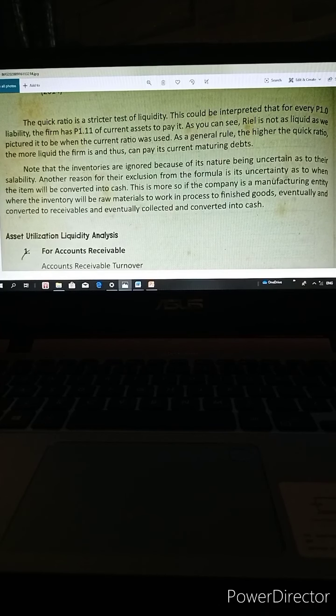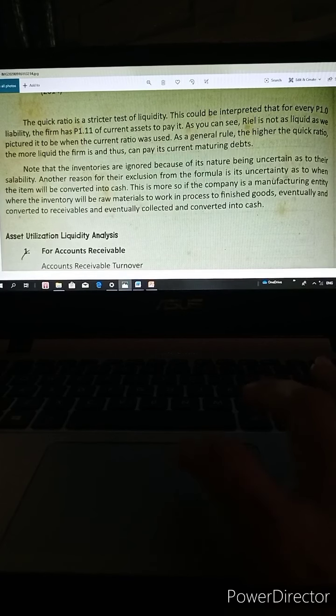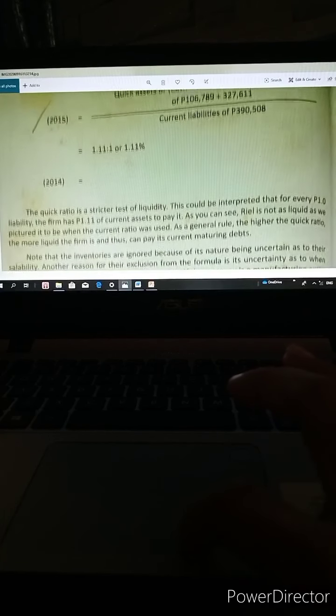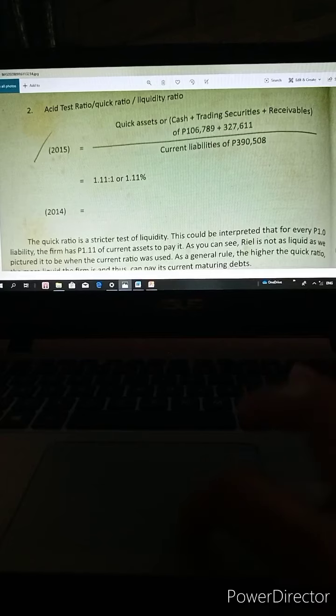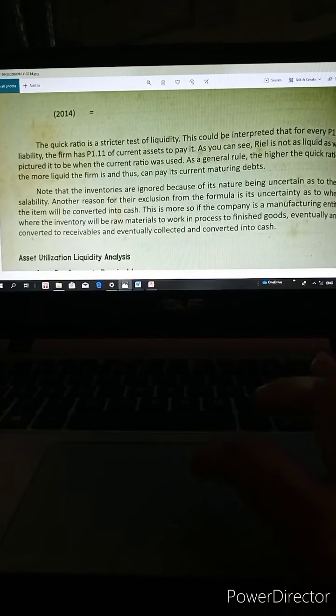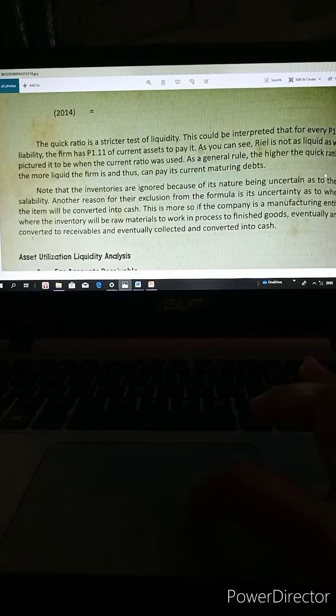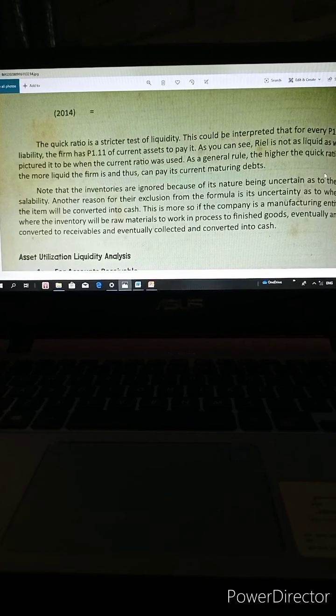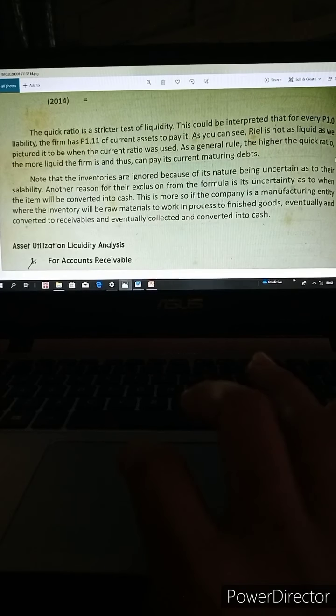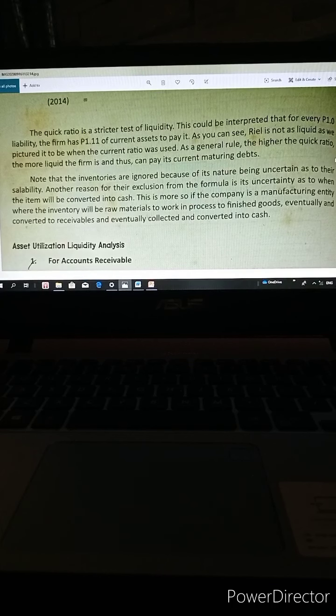The quick ratio is a stricter test of liquidity. This could be interpreted that for every 1 peso liability, the firm has 1.11 of current assets to pay it. As you can see, it is not as liquid as we pictured it to be when the current ratio was used. As a general rule, the higher the quick ratio, the more liquid the firm is, and thus can pay its current maturing debts. Note that the inventories are ignored because of their nature being uncertain as to their saleability.